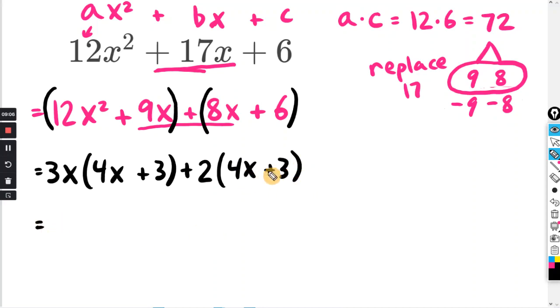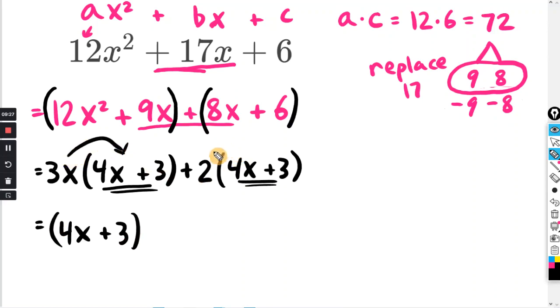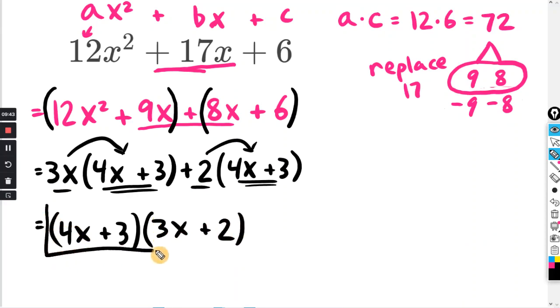All right, and again, if these are the wrong plus minus signs, you would just change the one here, and then you can change each of these plus minus signs. But in this case, 4x plus 3 matches 4x plus 3. I'll write that first. And then 3x is multiplied times 4x plus 3, and positive 2 is multiplied times 4x plus 3. So the next binomial is just going to be 3x plus 2. And that is our final answer.